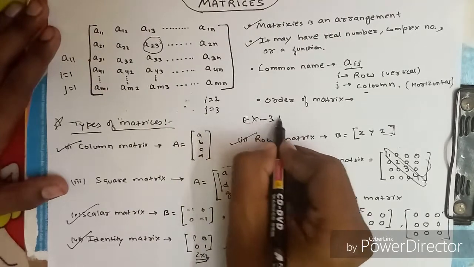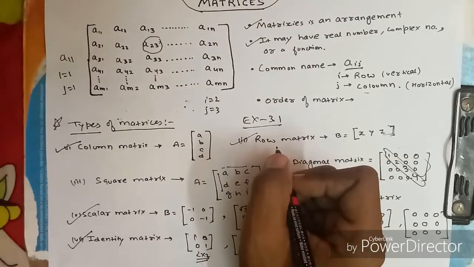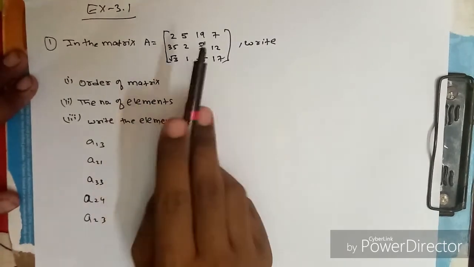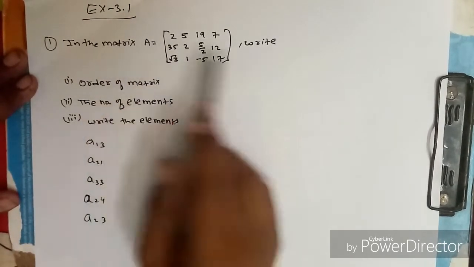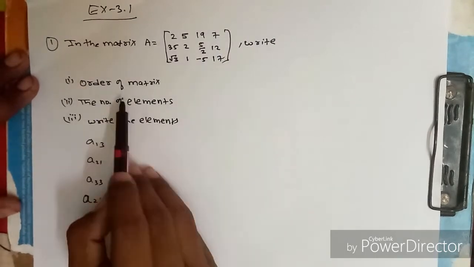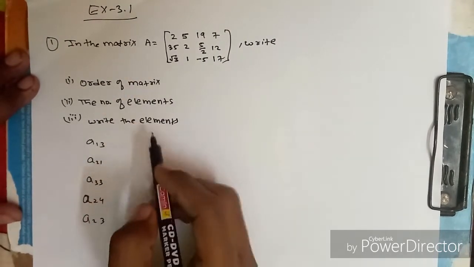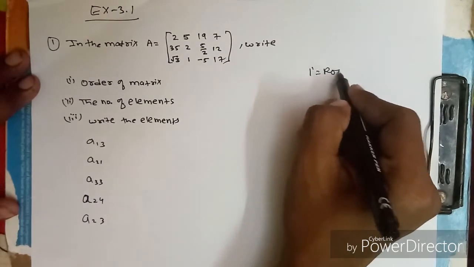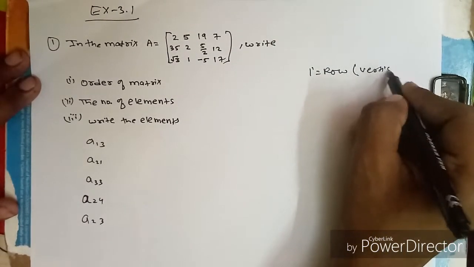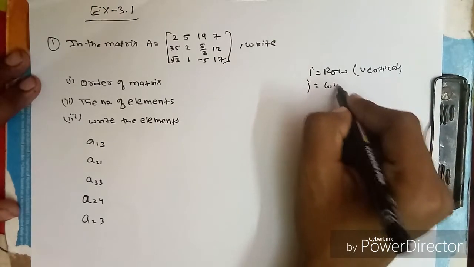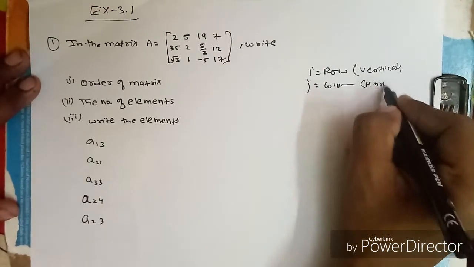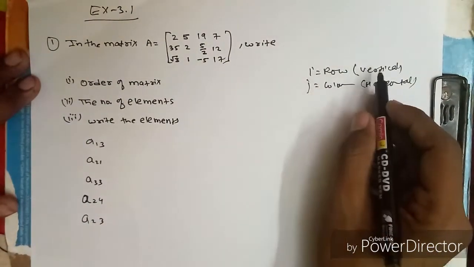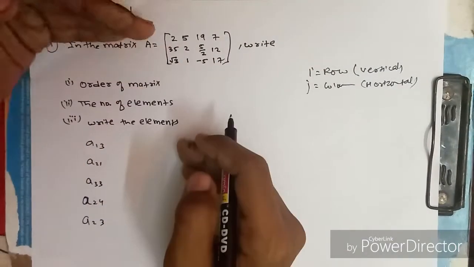Okay, so let us take the next part, that is we will solve exercise 3.1 and try to discuss all the problems. This is exercise 3.1 and we have taken the first problem, which says that in a matrix A, write the order of the matrix. So what is the order of a matrix? For finding the order of a matrix, we know that i equals row, which is vertical, and j equals column, which is horizontal.